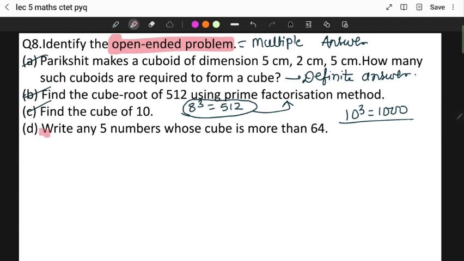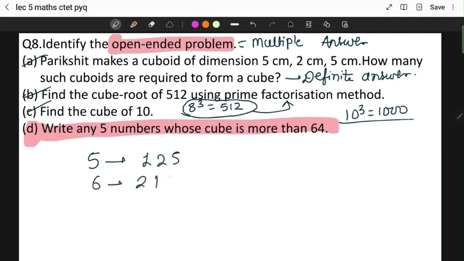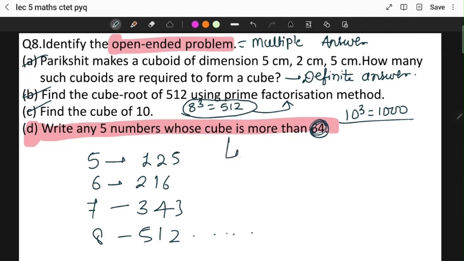But for option number 4, they are asking us to write any 5 numbers whose cube is more than 64. If we start writing the cubes, we know cube of 5 is 125, cube of 6 is 216, cube of 7 is 343, cube of 8 is 512 and so on. So there are multiple numbers, cube of 9, 10, 11, 12, 13, 14 up to infinity, whose cube is more than 64. So there are actually multiple answers for this particular option.